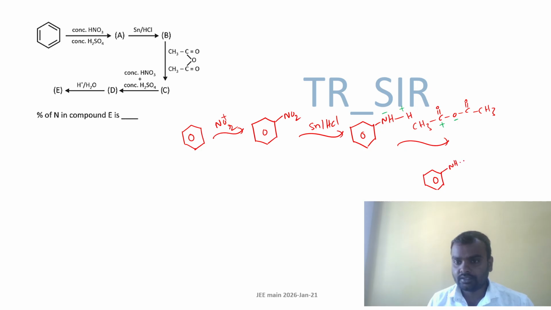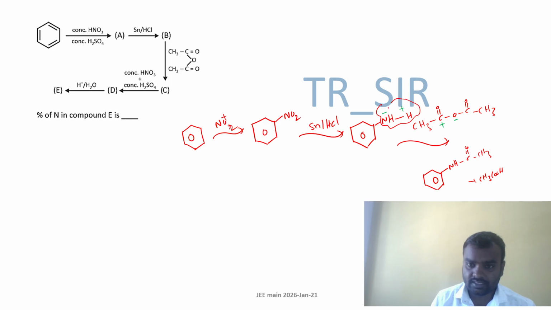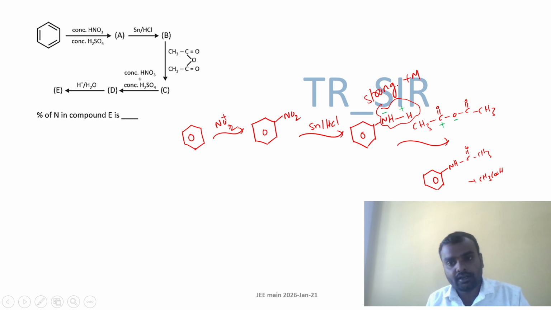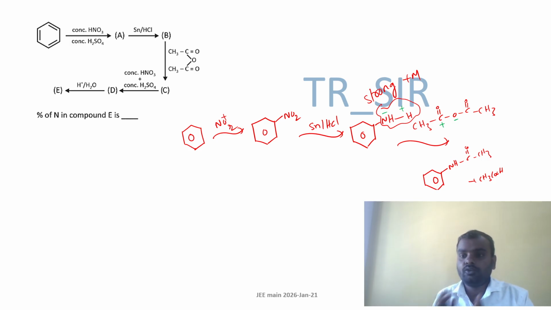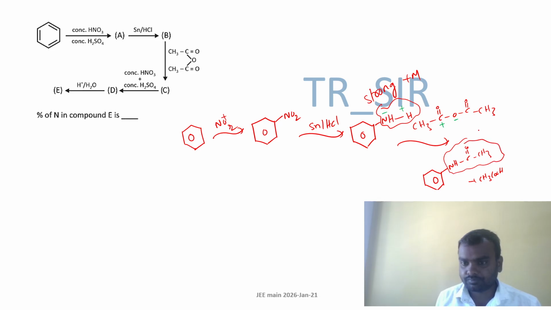So NH, C double bond O, CH3. Then you got acetic acid. Guys, here NH2 is a strong plus M, strong plus M effect. So mononitration will not take place if you do electrophilic substitution. So we are converting strong plus M into weak plus M. That means this will be our weak plus M. Plus M only, but weak.